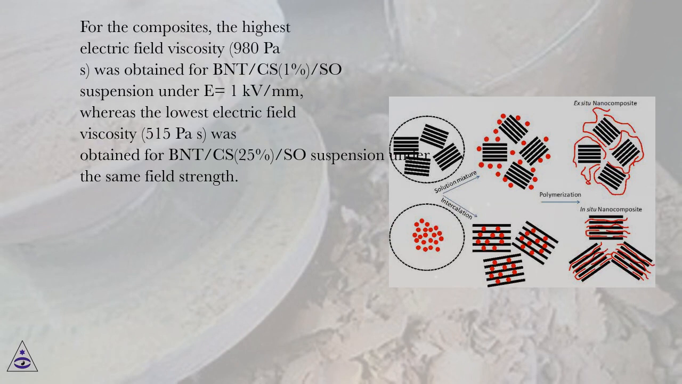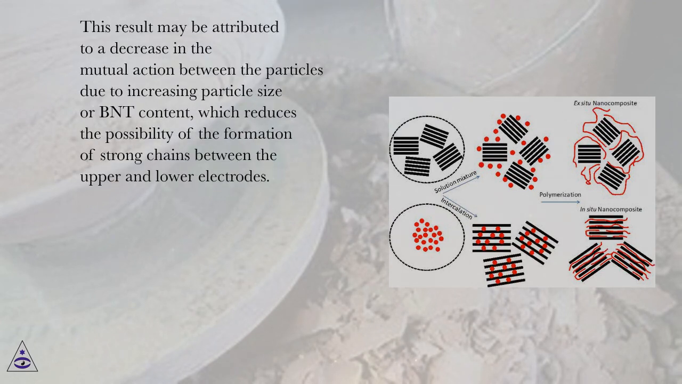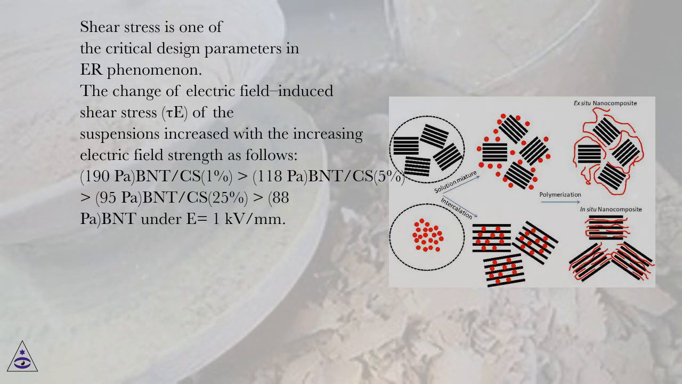For the composites, the highest electric field viscosity, 980 pascal seconds, was obtained for BNT/CS 1%/SO suspension under E equals 1 kV/mm, whereas the lowest electric field viscosity, 515 pascal seconds, was obtained for BNT/CS 25%/SO suspension under the same field strength. This result may be attributed to a decrease in the mutual action between the particles due to increasing particle size or BNT content, which reduces the possibility of the formation of strong chains between the upper and lower electrodes. Shear stress is one of the critical design parameters in ER phenomenon.